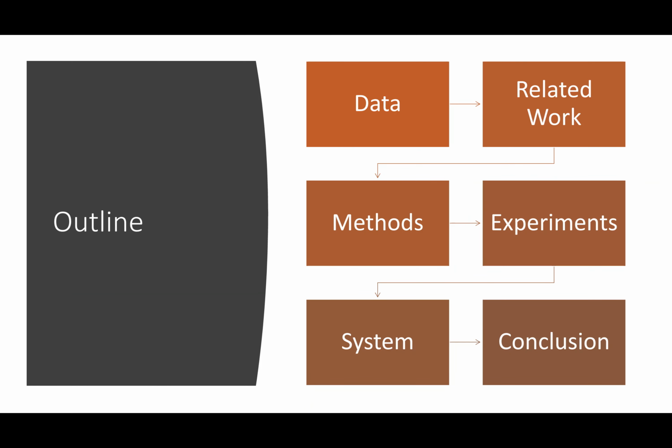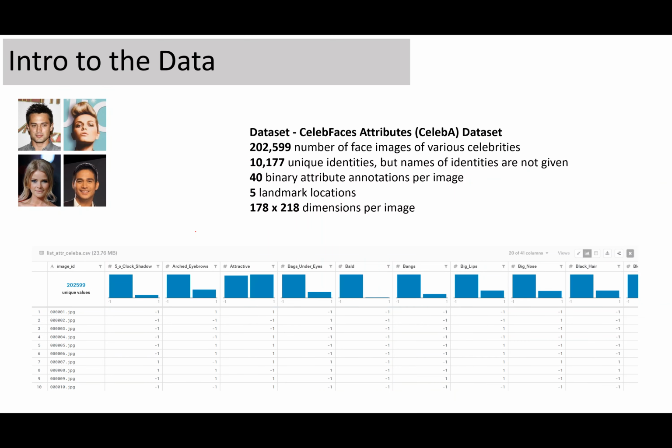So this is our outline. First of all, we'll go over the data and talk about some exploratory things we've done. We'll talk about our related work, show some methods, and then explain the experiments we've done. Then we'll show the system and how we organize our project structure, and then give you a conclusion by giving you a demo.